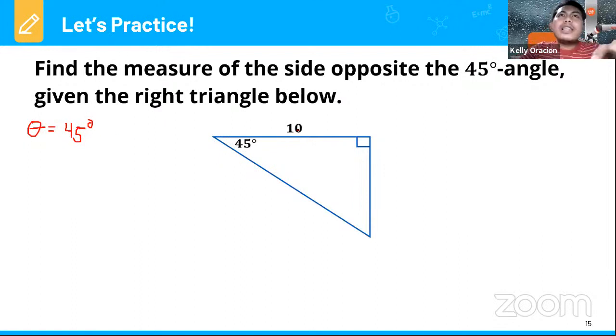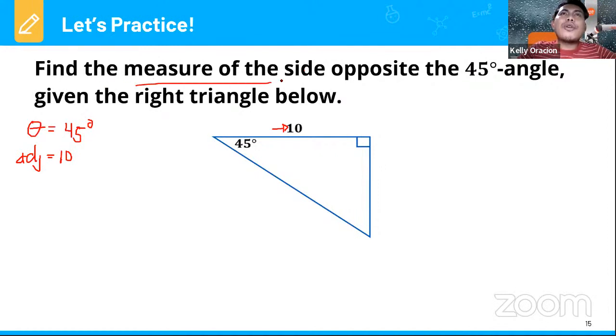Now, what do you call this 10? What do you call that one? What side is that? Then, what side is this? Itong 10 natin. That is the? Okay, very good. Adjacent. Okay? The adjacent side. The adjacent side is 10 units. That's correct.